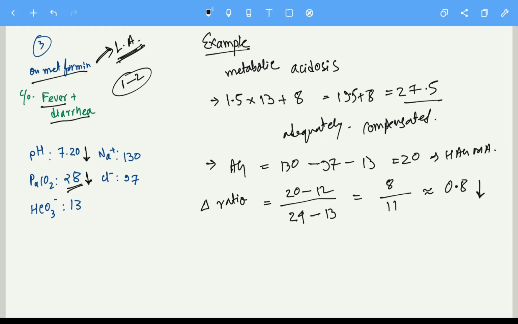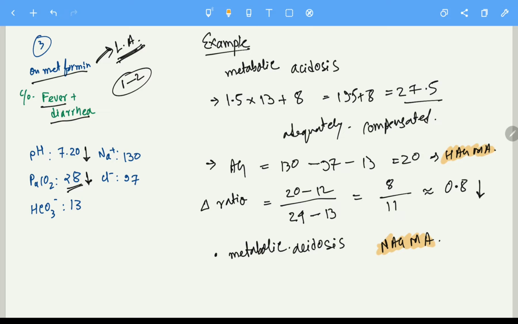So the extra disorder will be a metabolic disorder, and the bicarbonate is being less, so it will be metabolic acidosis. So the secondary disorder present here will be a normal anion gap metabolic acidosis. So in this case there is a high anion gap metabolic acidosis coexisting with a normal anion gap metabolic acidosis.